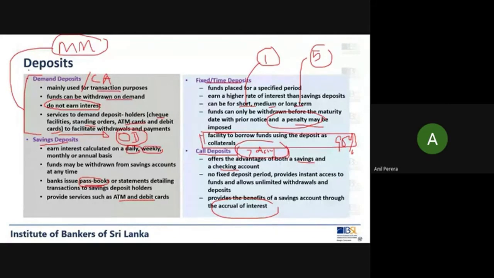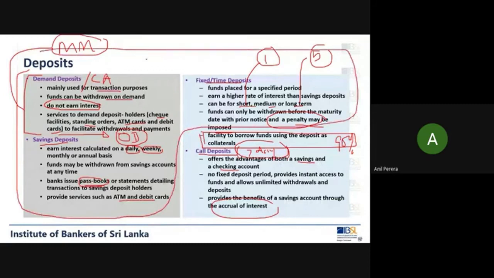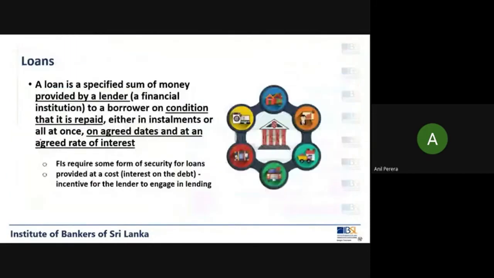So all in all, the most important types of deposits in these slides are the demand, savings, and FDs, which are used for mobilizing money by the financial institutions.